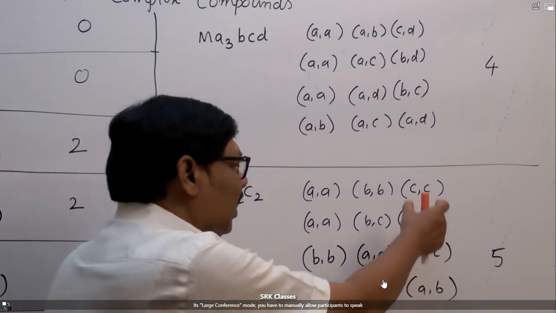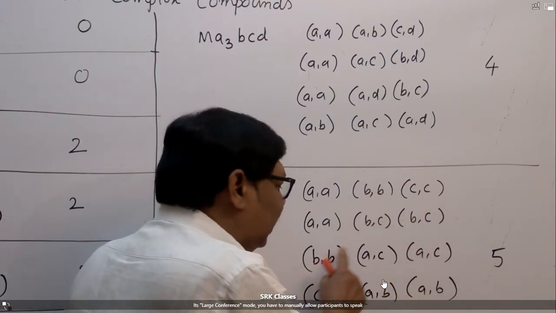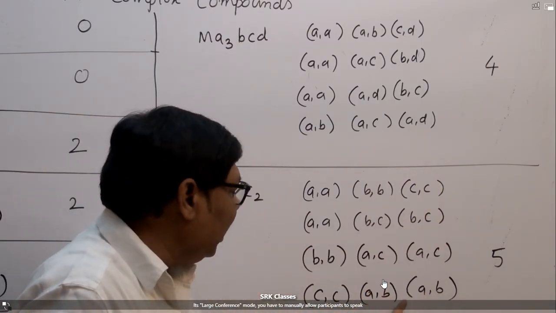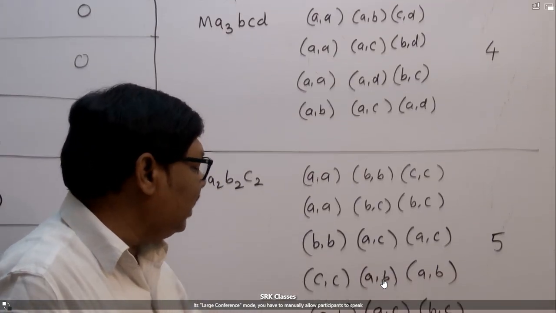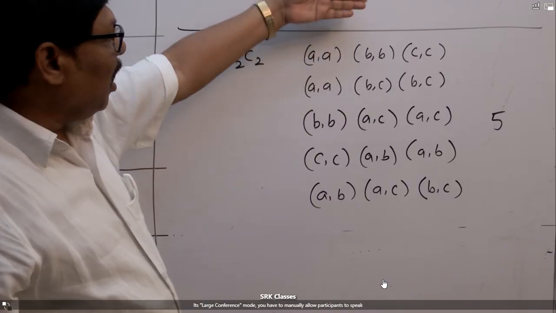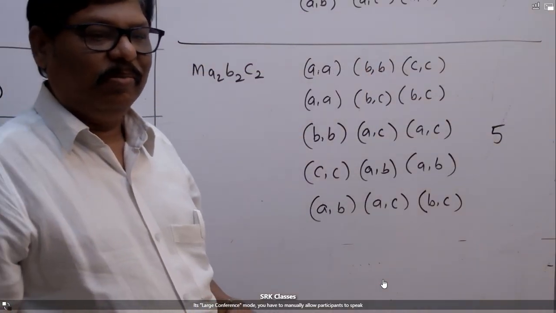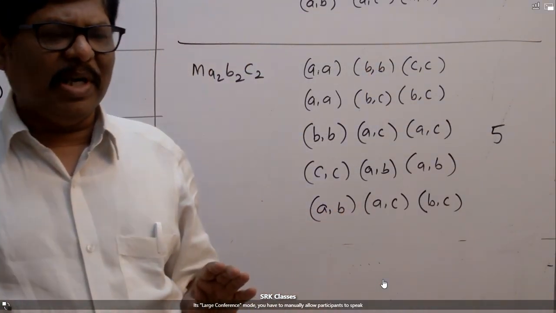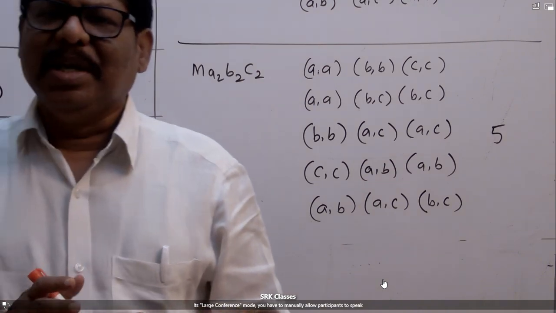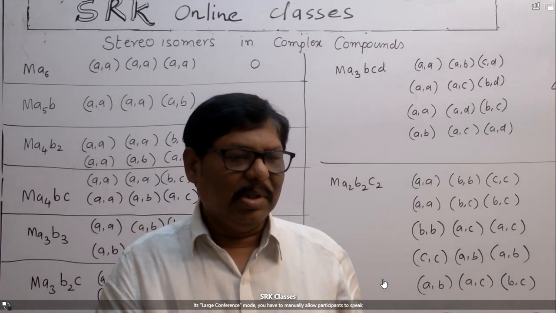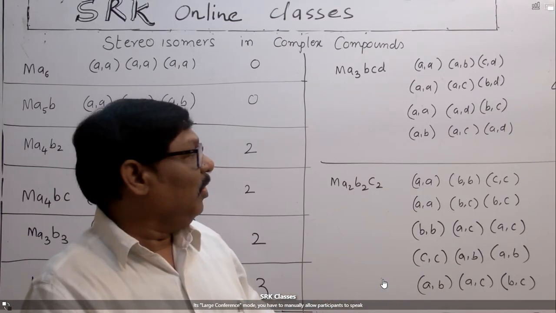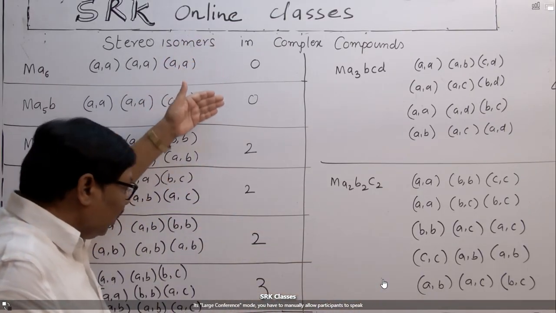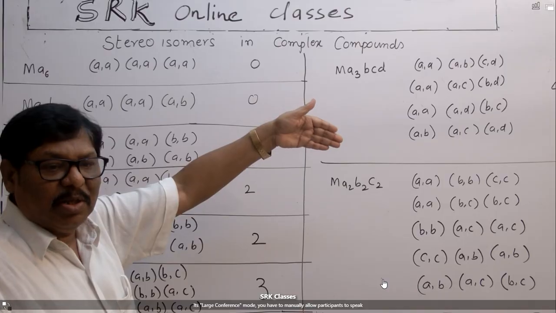Look at the fourth one. CC I have taken constant. I have interchanged the A and B. So I am getting AB and AB. And the last one is all 3 are different. AB, AC and BC are taken. So the number of geometrical isomers is 5. This is a method to find out the geometrical isomerism in a given complex compound. Just now I have said, we have to find out geometrical and optical isomerism. For geometrical isomerism, this is a method to find out the geometrical isomers.